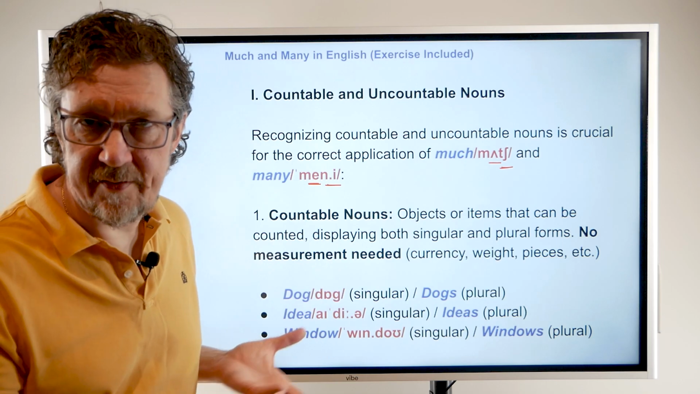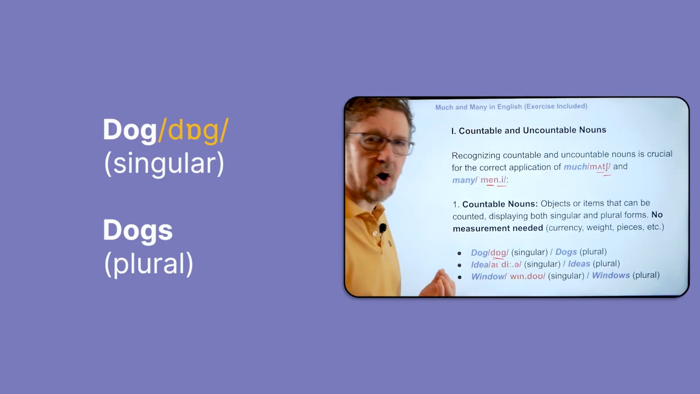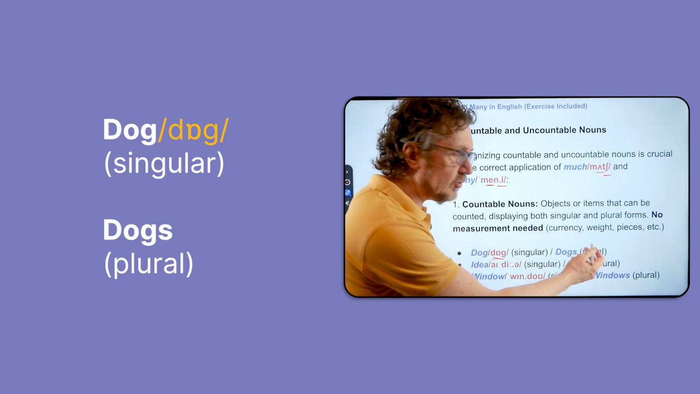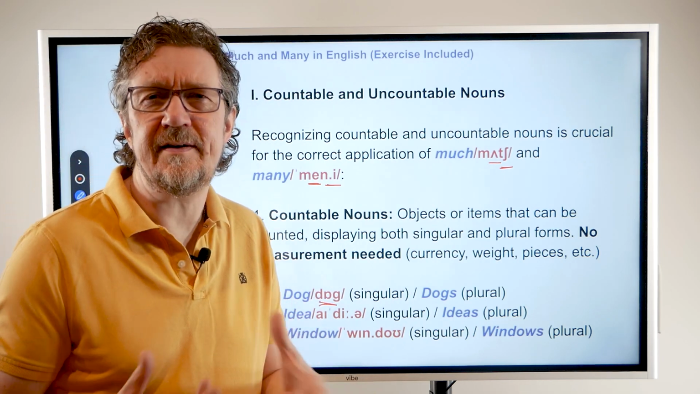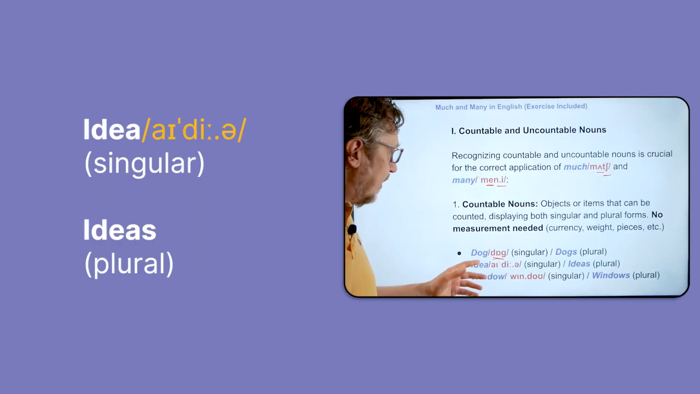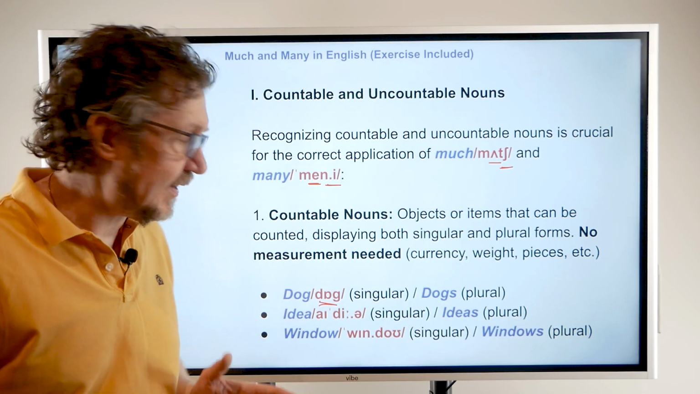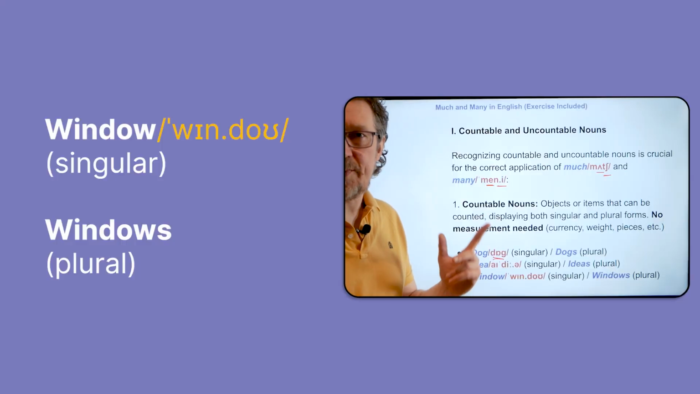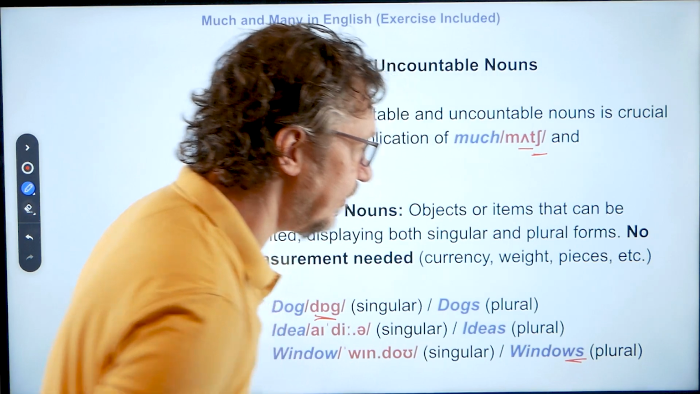So, no measurement needed, for example, you see. Dog, singular, dogs, plural, all right? I'm just going to go through a couple of them. I know it's simple, but it just gives you the context. So, idea, ideas, all right? One idea, many ideas. Window, one window, many windows, okay? Here we are, plural here.